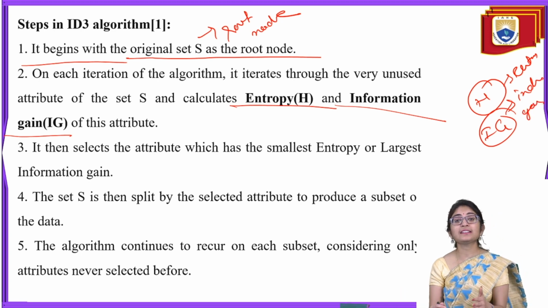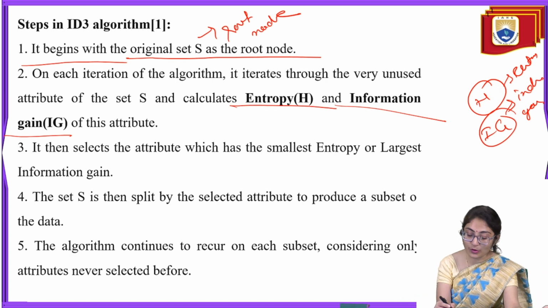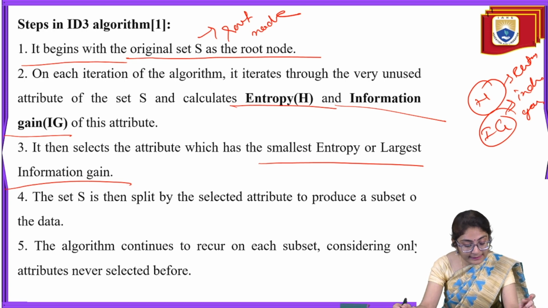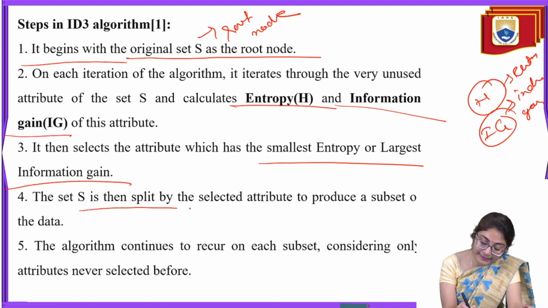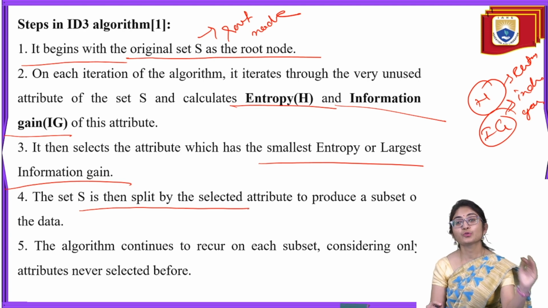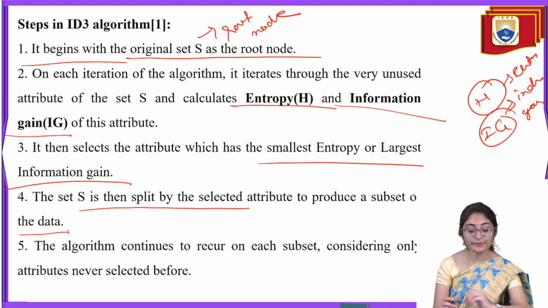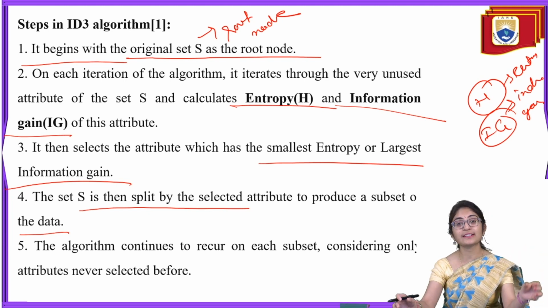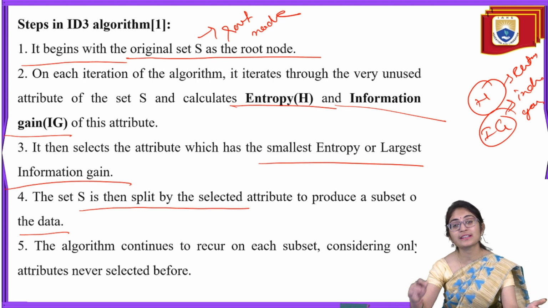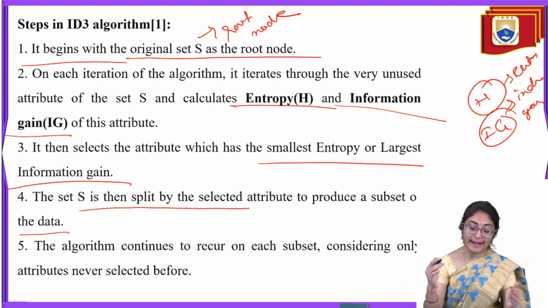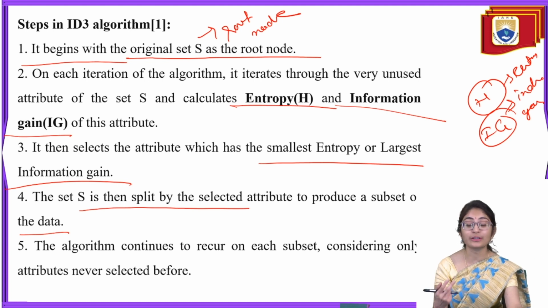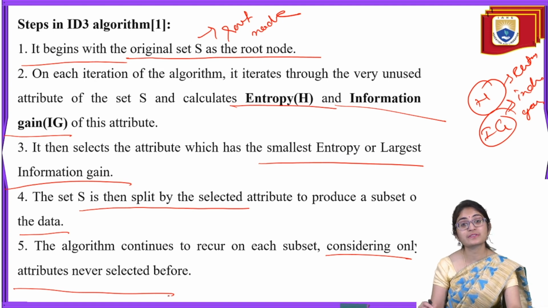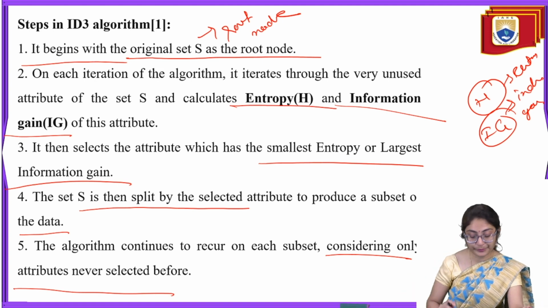After that, it will select the attribute which has the smallest entropy or the largest information gain. The set S is then split by the selected attribute to produce subsets of the data. That means whichever attribute you have selected, you split on that attribute to produce the subsets of the data. And the algorithm continues to recur on each subset, considering only attributes never selected before.